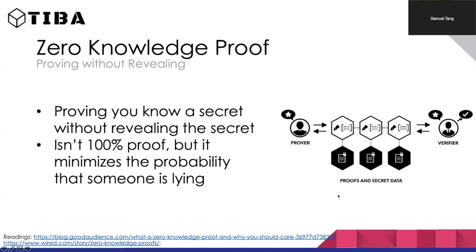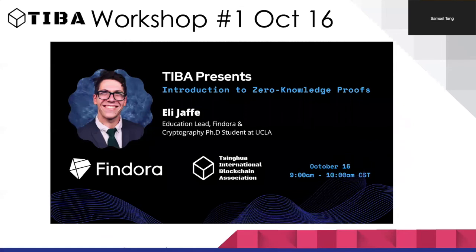I don't want to go too deep into this because next week we're actually going to have a workshop about this. But it isn't actually 100% proof. You're trying to minimize the probability that someone is lying to you, so you do some kind of operation over and over again. Which brings me to the workshop next week, where we're going to dive deep into zero knowledge proof with Fendora. It's a startup that's doing financial blockchain on zero knowledge proof.